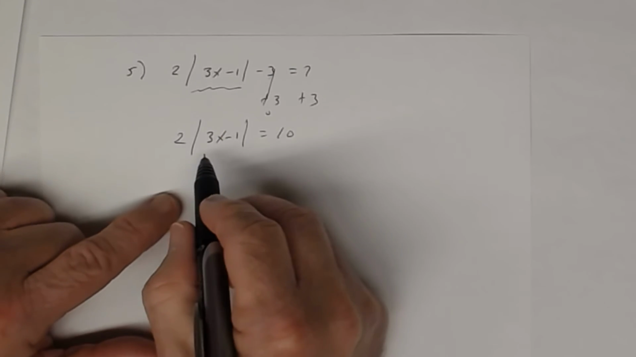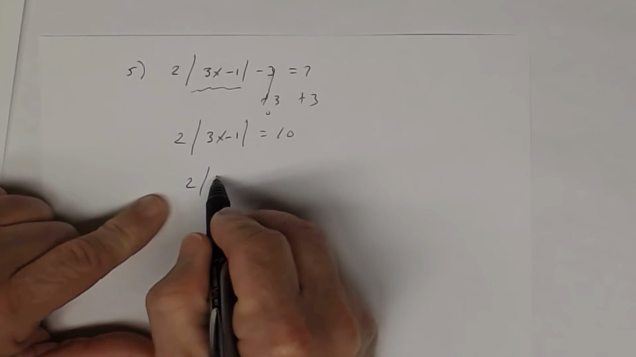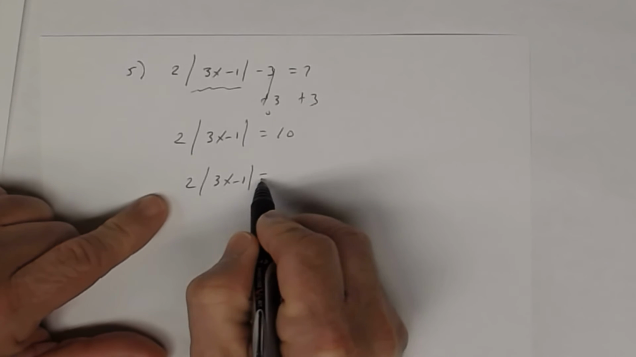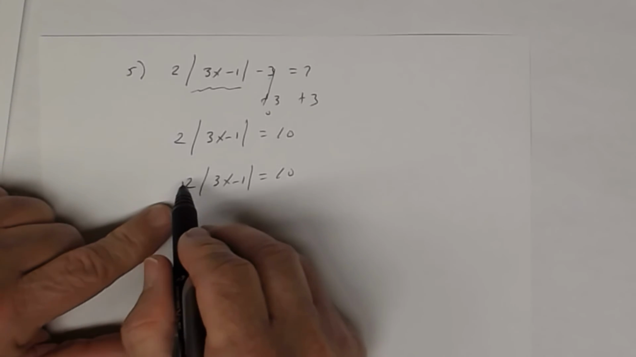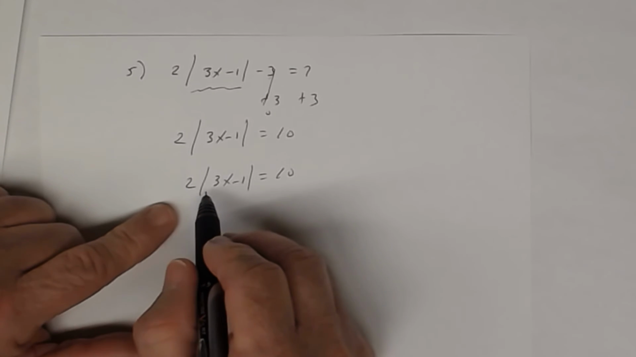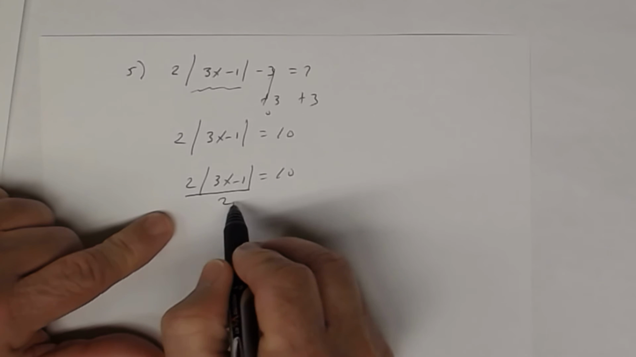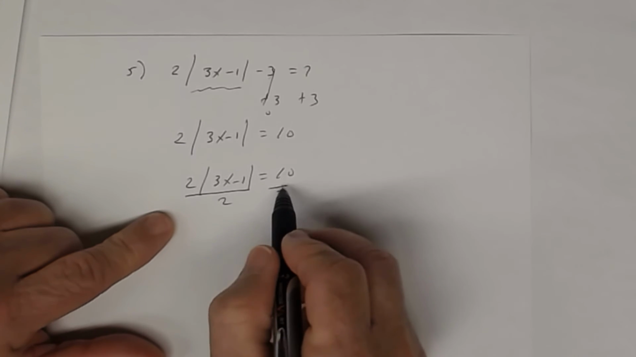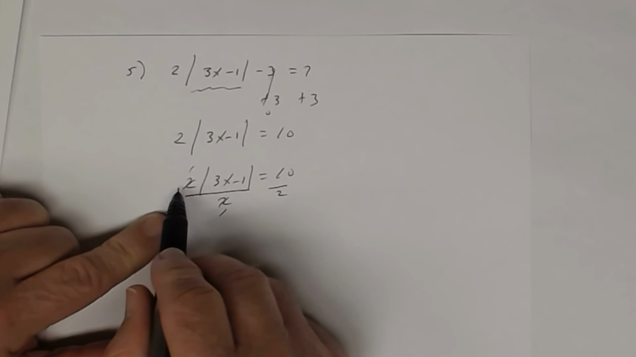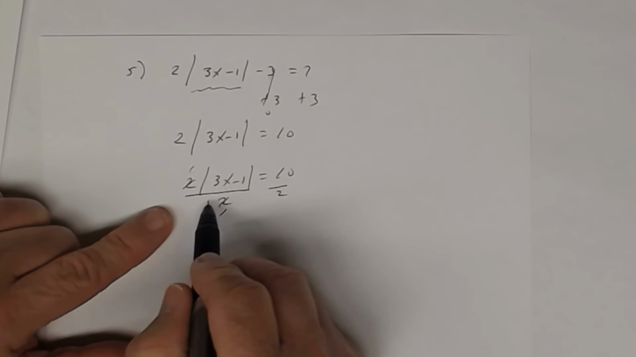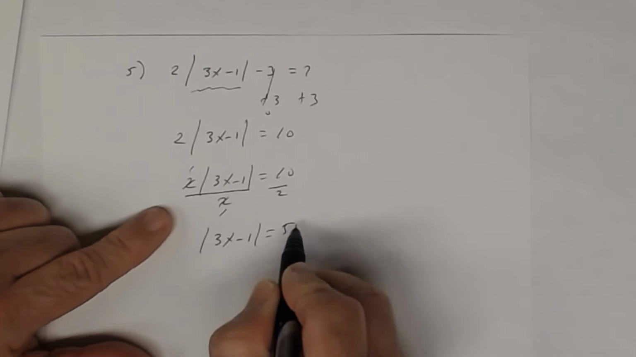All right, now let's go ahead and get rid of this 2. So let me go ahead and rewrite this over. I know that this is positive, so you could have distributed, since that's positive, but if it's negative and you do that, you're going to have an issue. So dividing is not going to be difficult because 10 is divisible by 2. So let's go ahead and do that first. And so when you reduce, you get the absolute value of 3x minus 1 is equal to 5.